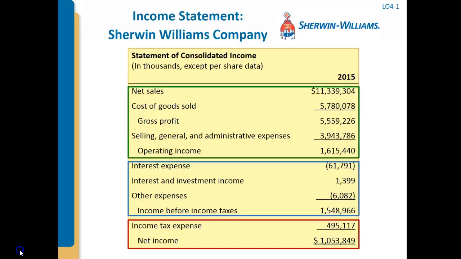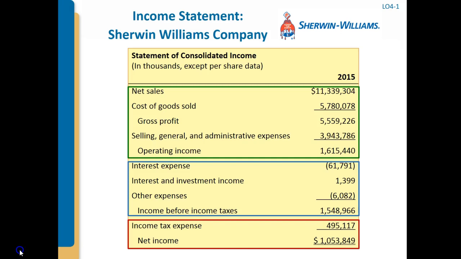Here we see the 2015 income statement for Sherwin-Williams, a company that manufactures paint. You see that Sherwin-Williams distinguishes between operating income, non-operating income, and income tax expense. Operating income includes revenues and expenses from primary business activities relating to producing and selling paint. After operating income is determined, then the non-operating items are added or subtracted to arrive at income before income taxes.